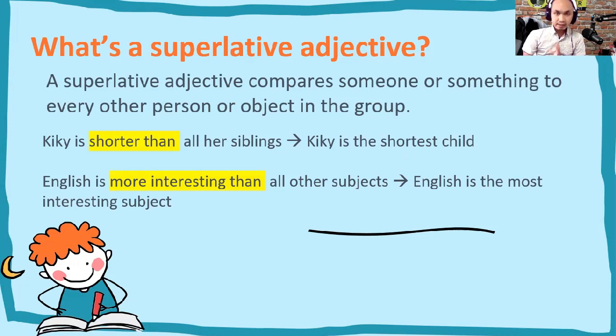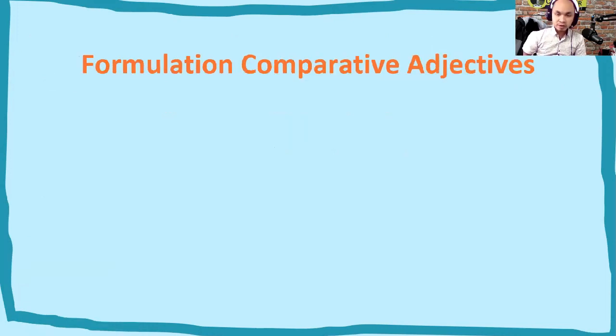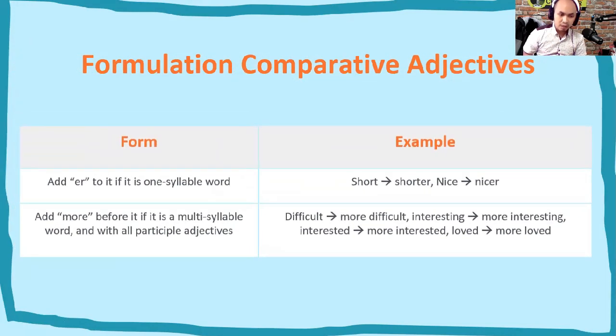Okay? So let's discuss this topic deeper. The formation of the comparative adjective, you can take a look at this form. If it is a one-syllable word, you add ER to it. For example, short. That is one syllable. If you want to change that to a comparative adjective, just add ER at the end of the word, and short becomes shorter. And the next one, nice. Nice is one syllable. If you want to change it to a comparative adjective, it becomes nicer.